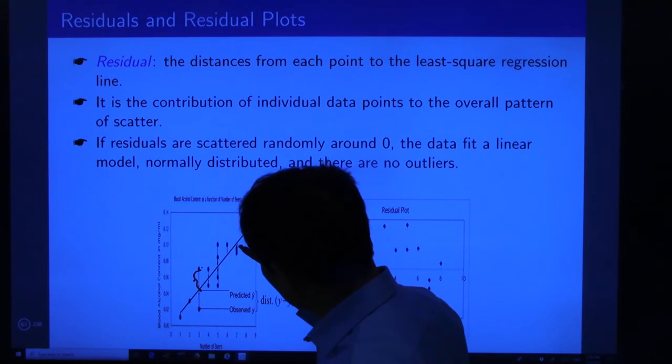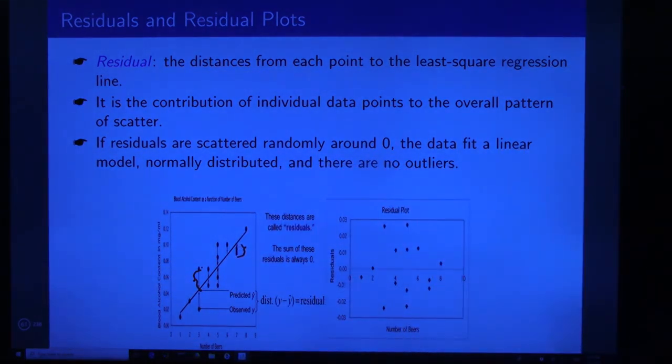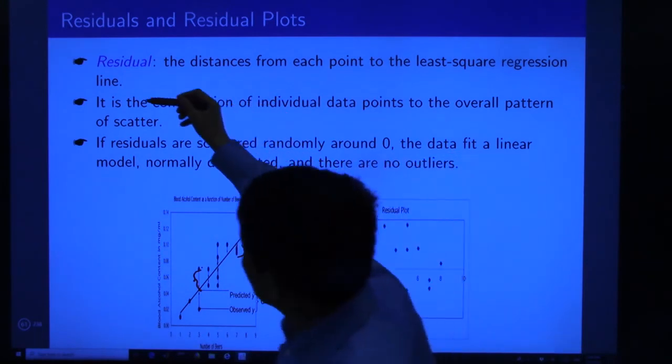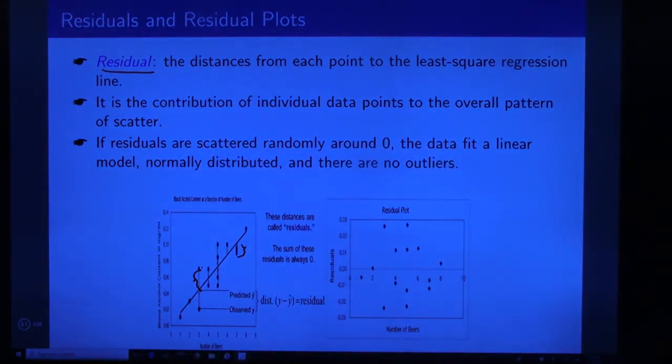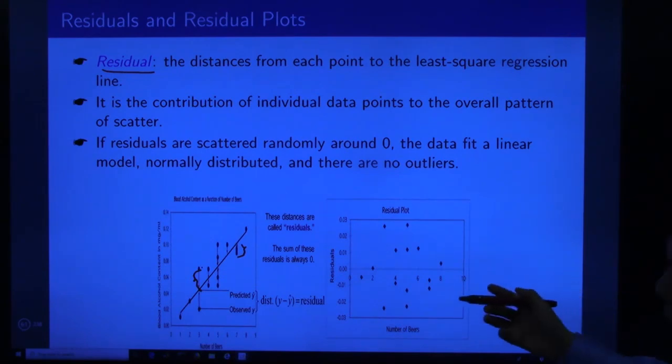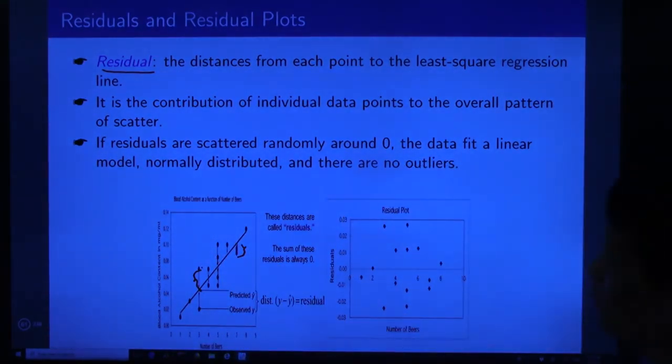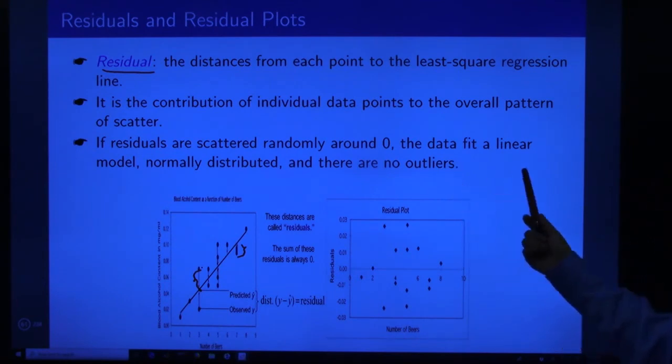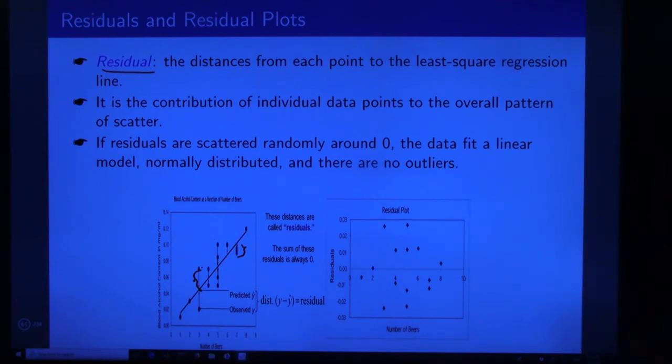For this one, gives us this. We call this the residual, right? Because it's the distance to the line, or no matter what, an error or something. In this slide, we say it's called the residual. It is the contribution of individual data points to the overall pattern of scatter. Because of this residual, that's why we have a scatter here. If there is no residual, then everyone is on the line, so there's no scatter. If residuals are scattered randomly around zero, the data fit a linear model, normally distributed, and there are no outliers.